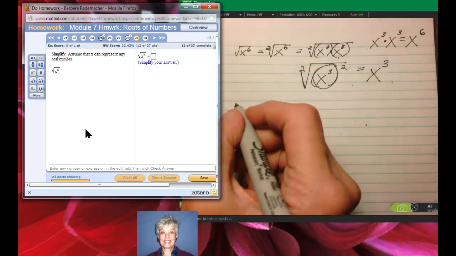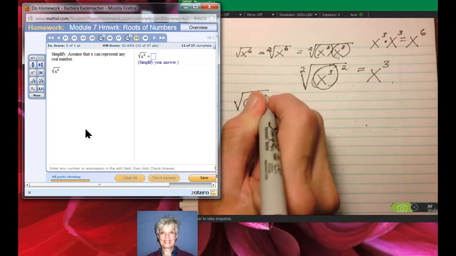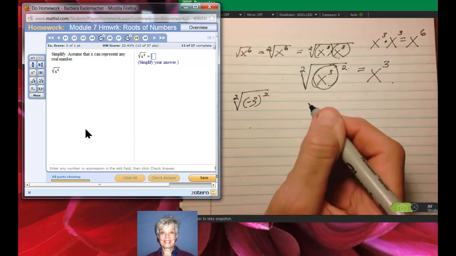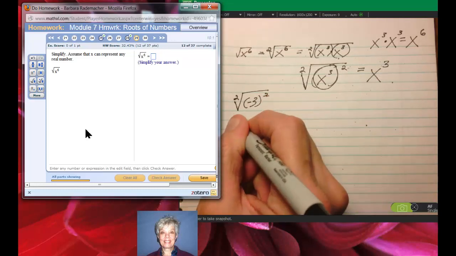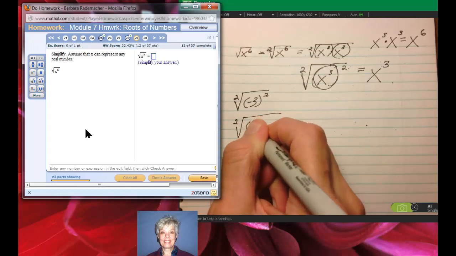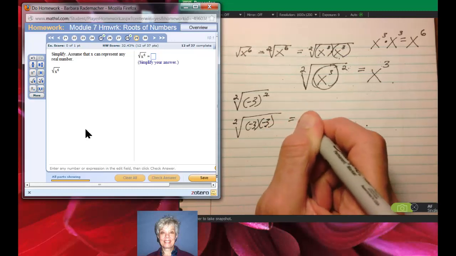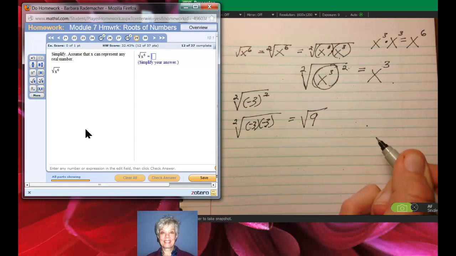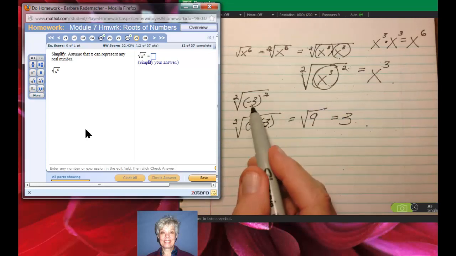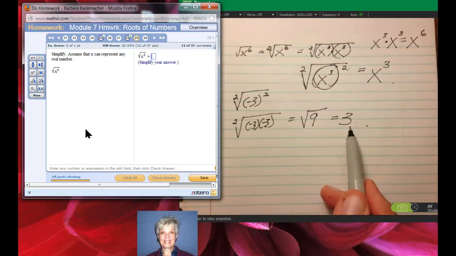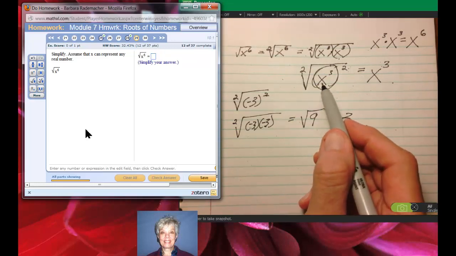Remember that when we took the square root of negative 3 squared, the negative 3 was squared first, and so what you had was the square root of negative 3 times negative 3. And negative 3 times negative 3 is positive 9, so you had the square root of positive 9. And the square root of positive 9 is 3. So notice that when you took the square root, a positive number came out. Well, what if x was a negative number?